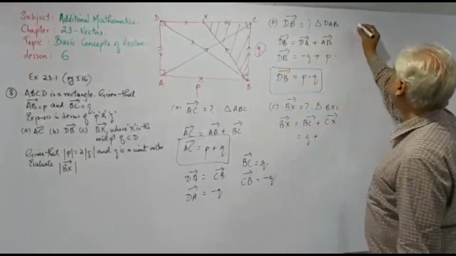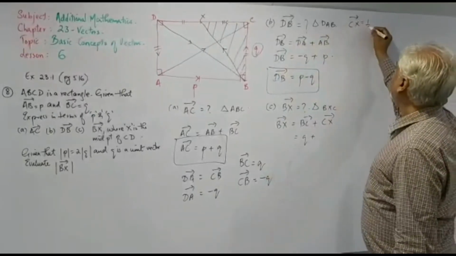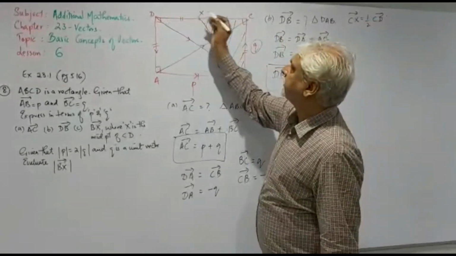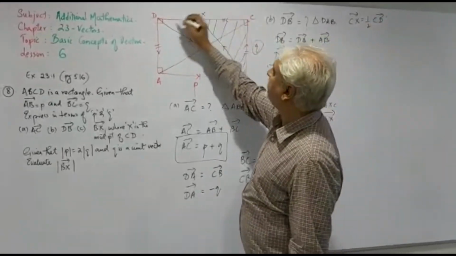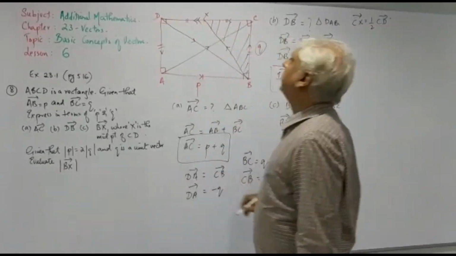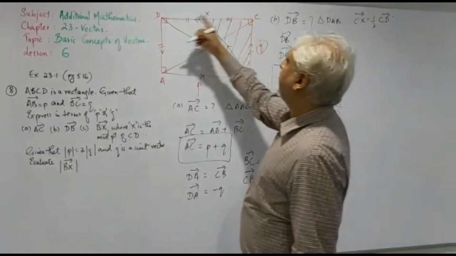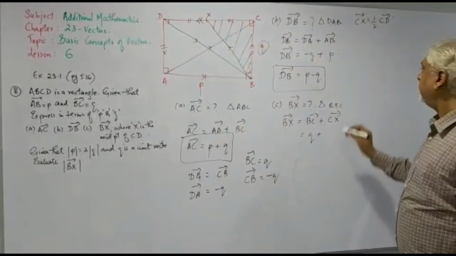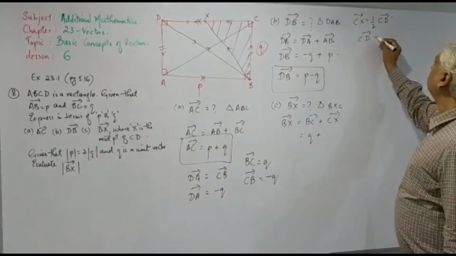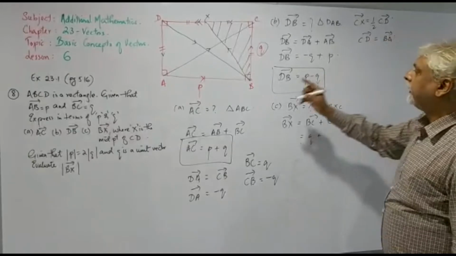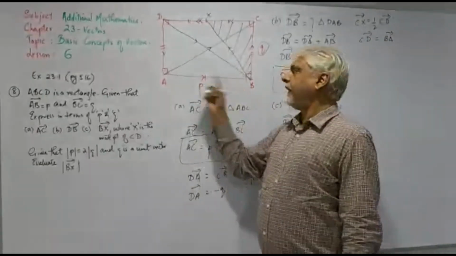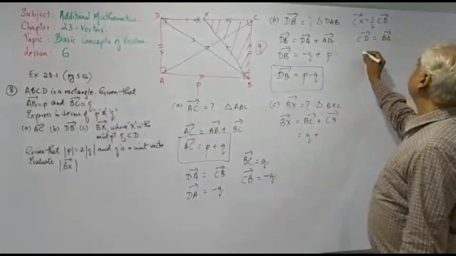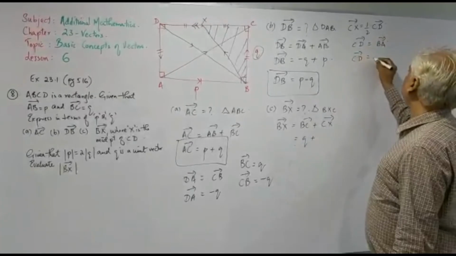Let me write it down over here. CX is half of CD, because CX is equal to XD, X is your midpoint. Remember, we are going in this direction. Now, but what is CD? CD is equal to BA. And you know that AB is equal to P, so BA will be equal to minus P. The direction changes, negative vector. So CD is equal to minus P.